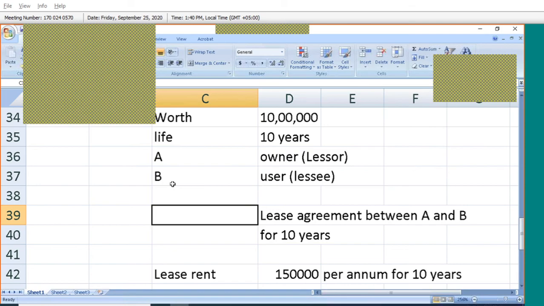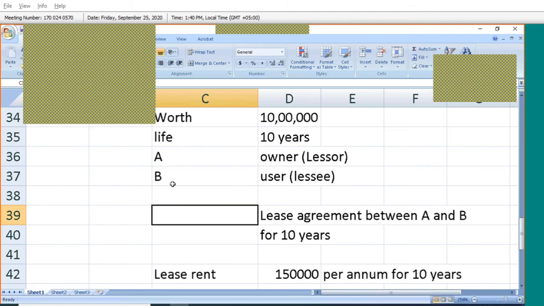What is the lease agreement? How many years is the lease agreement made for? A 10 year lease agreement is made. The life of the asset is 10 years, and the lease is also 10 years. The owner is A, but B is using it for 10 years. The owner is not going to use it.